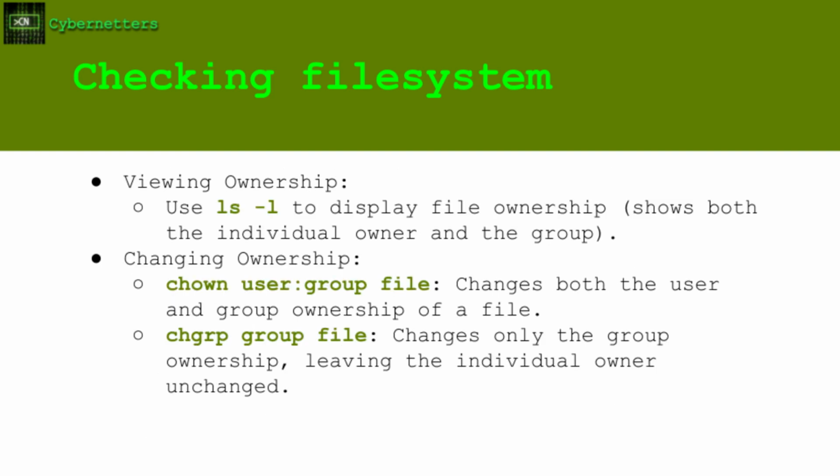You can view and modify file ownership to control access. In order to view ownerships, you can use ls -l to check who owns a file and which group it belongs to. And to change ownership, you can use chown user:group file to change both the user and group ownership. And then chgrp group file changes only the group and leaves the user ownership unchanged.